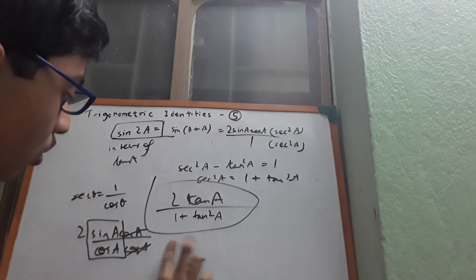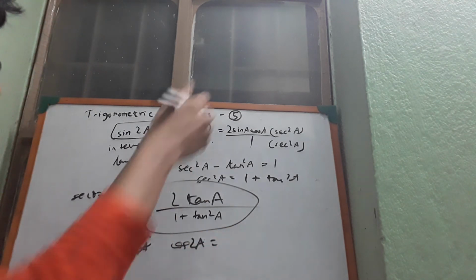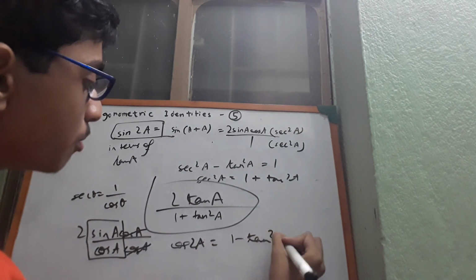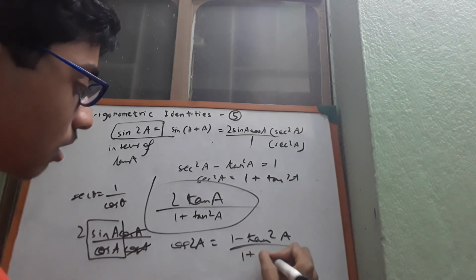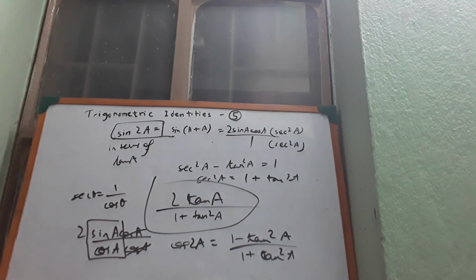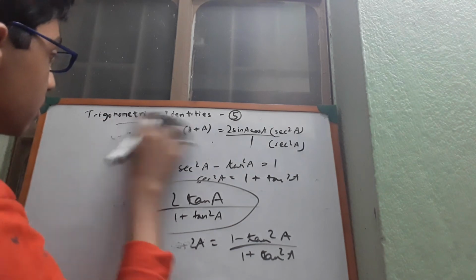And similarly, if we solve for cos 2a, I am not solving it because we have limited time here. But if we solve for cos 2a in a similar way, you just divide both the sides by sec square a. In that case, you will end up with 1 minus tan square a over 1 plus tan square a. Now you may rationalize this or you may not. The denominator will obviously be 1 plus tan square a, and in the numerator you will end up with 1 minus tan square a. Now we will be dealing with 3 more identities before ending this video.